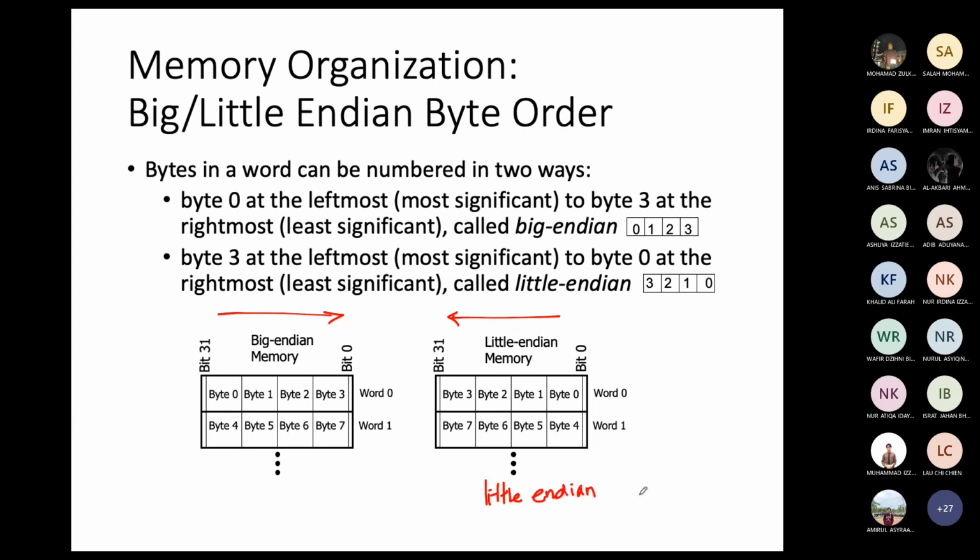Okay, little endian. So this is what we call little endian. Little endian is used by our Intel processor. You would read the bytes from the right to the left. So start with the right: byte 0, byte 1, byte 2, byte 3, like that.